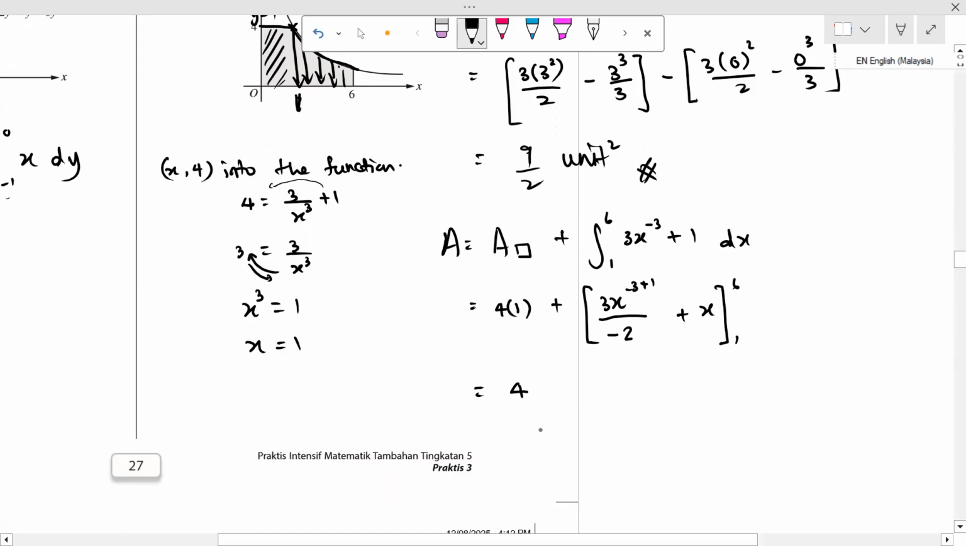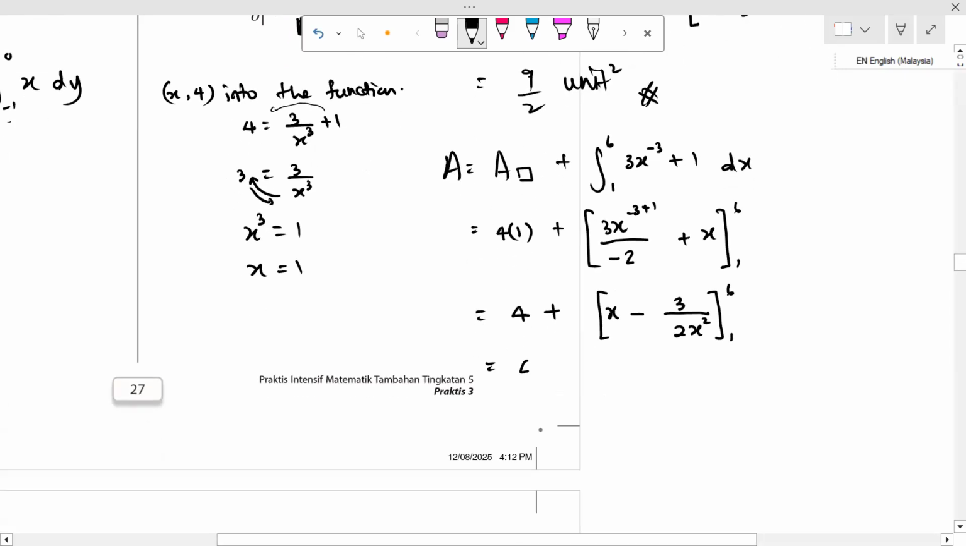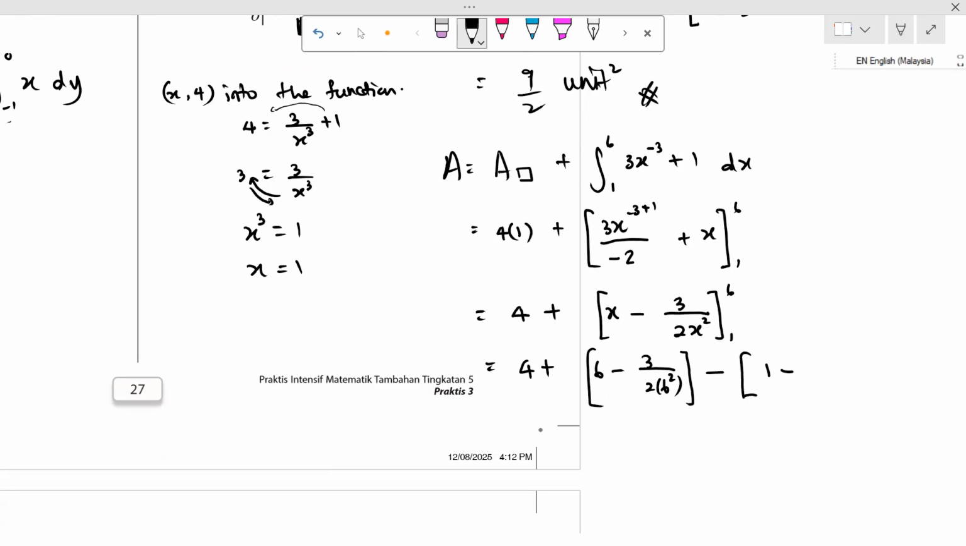Okay, let's settle this part before we substitute. I see the negative here. I don't like it. I don't like negative to be in front. Okay, that's my personal preference. If you don't feel anything, it's fine. I will rewrite x minus 3 over 2x squared, because x to the power negative 2, you bring it down, x squared at the bottom. So 1 to 6. Show substitution. So 6 minus 3 over 2 times 6 squared, minus away the same function, 1 minus 3 over 2 times 1 squared.